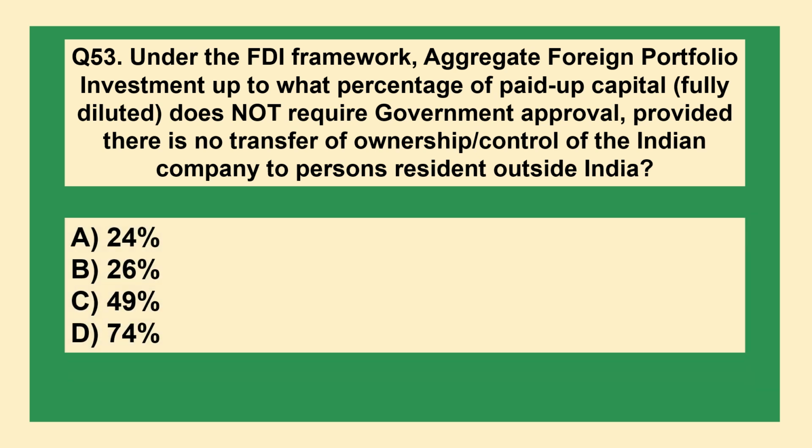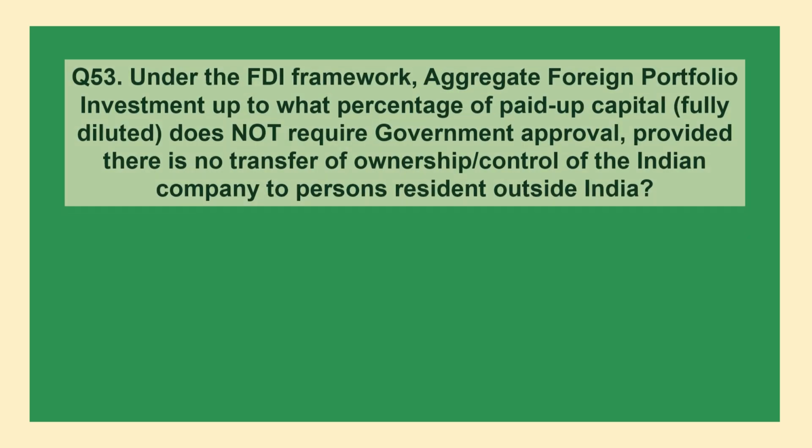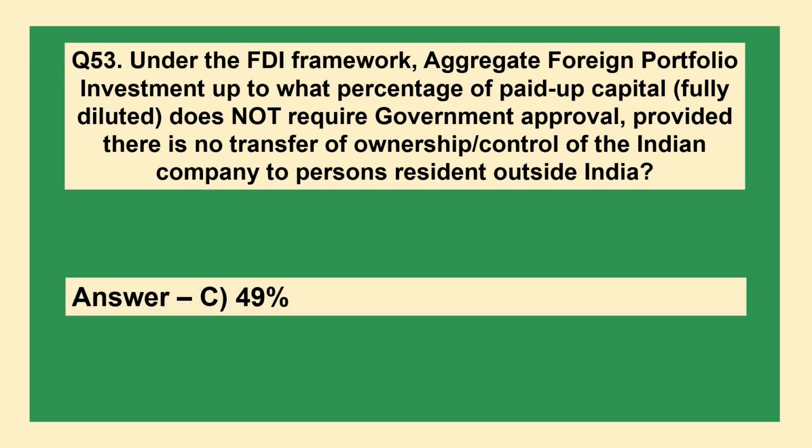Under the FDI framework, aggregate foreign portfolio investment up to what percentage of paid-up capital, fully diluted, does not require government approval, provided there is no transfer of ownership or control of the Indian company to persons resident outside India? A 24%, B 26%, C 49%, D 74%. The answer is option C, 49%.